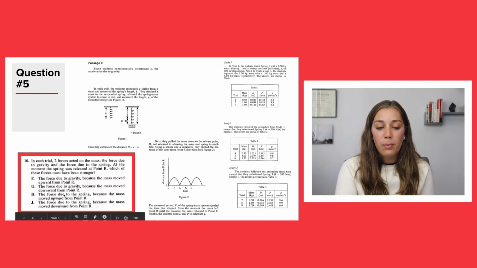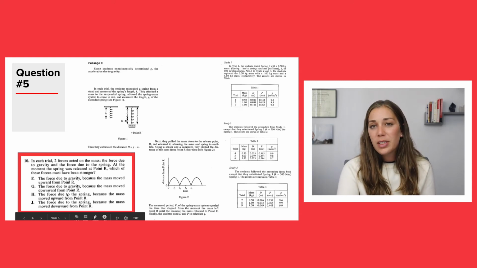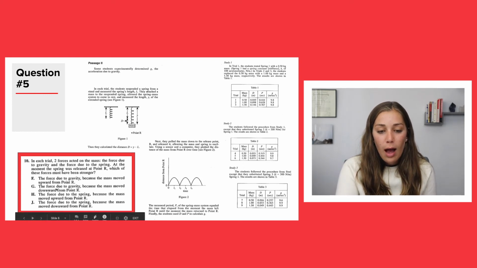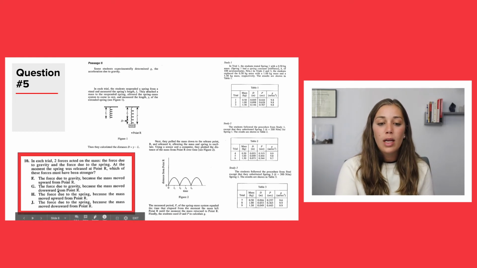So automatically, because we know it's moving upward, answer choice G can be eliminated and answer choice J can be eliminated. So now we're just deciding between F and H. If the mass is moving upward from point R, is that the force due to gravity or the force due to the spring? Here it's helpful to have some outside knowledge and to understand that the force due to gravity is what's going to bring it down. We're not moving down, we're moving up, so that has to be the force due to the spring. Sometimes you are expected to have basic knowledge, and this would be an example of it.